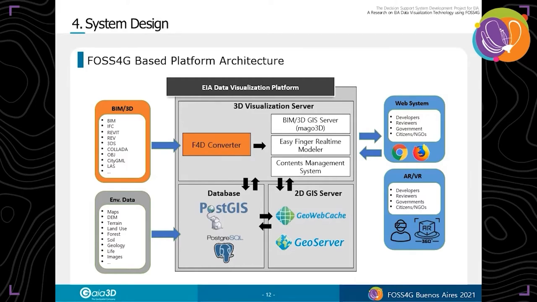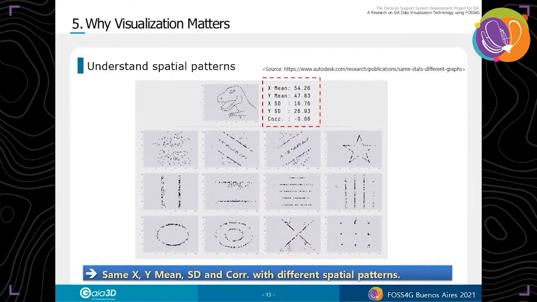So why does visualization matter? This famous picture shows the importance of visualization of data. The 13 data sets in this picture have the same X mean value, Y mean value, same standard deviation, and correlation, but totally different spatial patterns. Sometimes, descriptive statistics lose the trends and patterns of data like this.